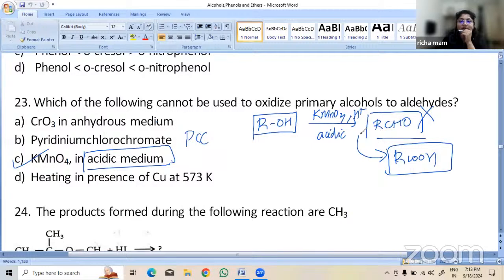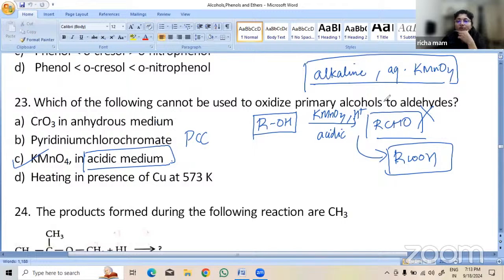You can convert alcohol to aldehyde in the presence of alkaline KMnO4, or you can use aqueous KMnO4. Using this you can convert alcohol to aldehyde, but by using acidic KMnO4 you are directly converting the alcohol into carboxylic acid. So by using KMnO4 in acidic medium you cannot do the conversion of alcohols to aldehyde. So option number C is the answer.